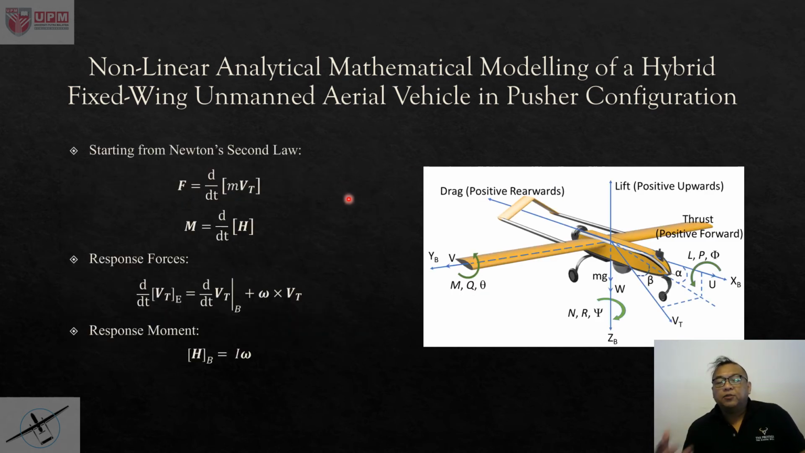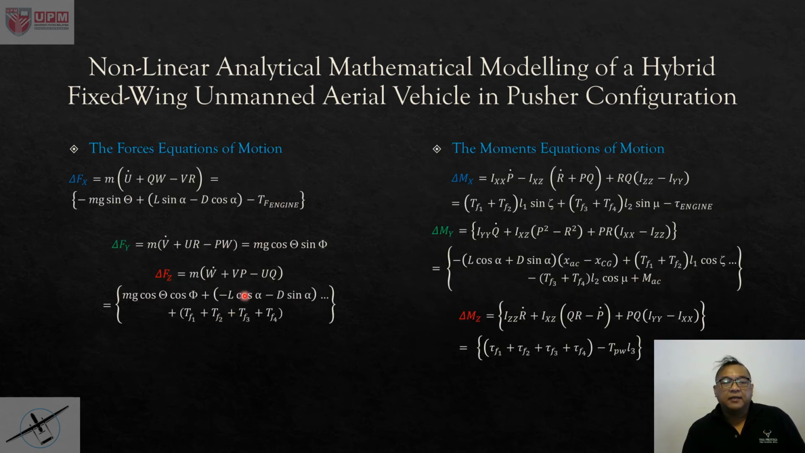So we went through the process of elaborating, if you will, Newton's second law. We start with Newton's second law and then slowly develop the equations of motion step by step. We produce the response forces, the response moments of the aircrafts, and by doing so, step by step, we managed to obtain the three equations of forces and then the three equations of moments that represent the 6 degrees of freedom equations of motion for this hybrid plane, or hybrid fixed-wing unmanned aerial vehicle in pusher configuration.